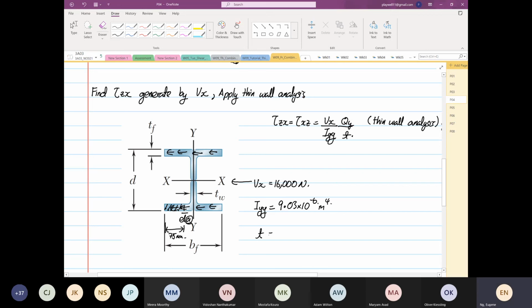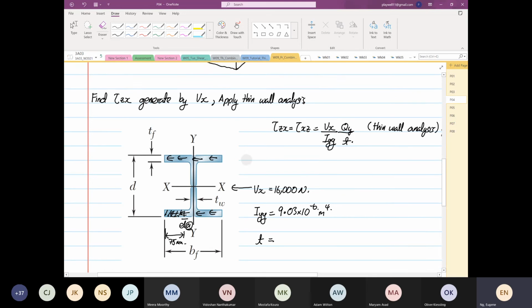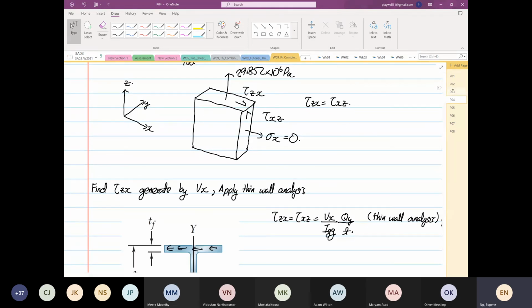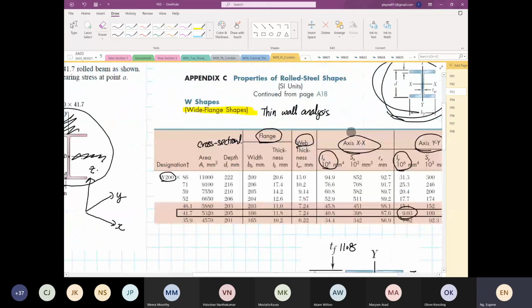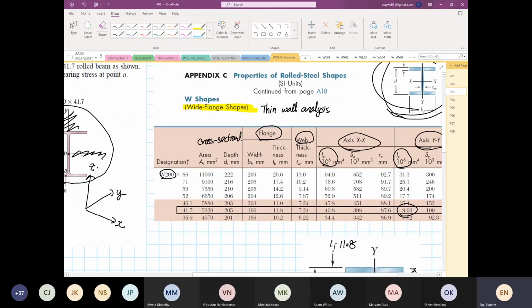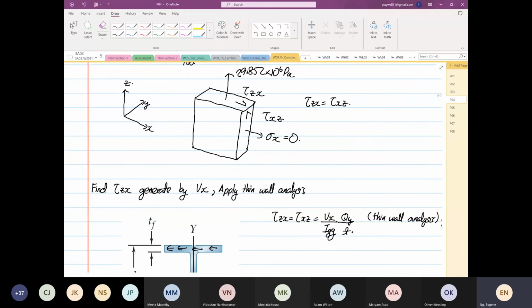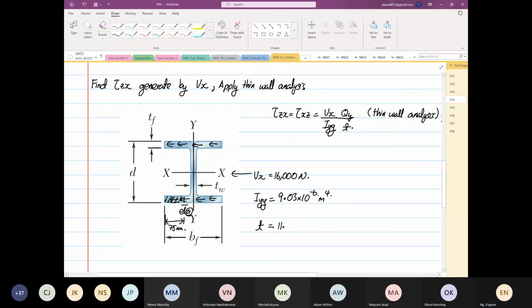And then we know the T, the thickness, is this thickness, which is equal to our TF. Okay, so TF is equal to 11.8 times 10 to the power minus 3 meter. Sorry for jumping here and there, okay? So the next thing is we want to find Qy.